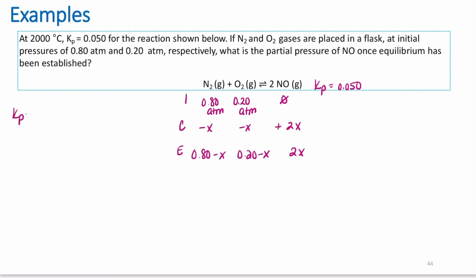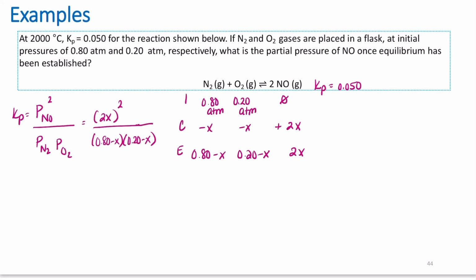Write out your Kp expression. Kp will be equal to the partial pressure of NO squared divided by the partial pressure of N2 times the partial pressure of O2. And write in what we know from our table. We know at equilibrium the partial pressure of NO will be 2X, that quantity will be squared. Partial pressure of N2 will be 0.80 minus X, and the partial pressure of O2 will be 0.20 minus X.